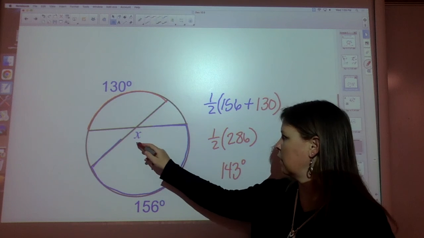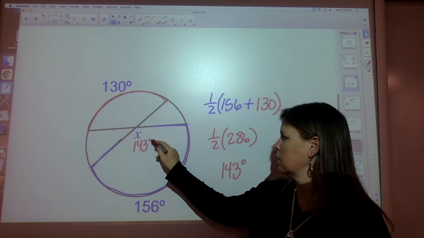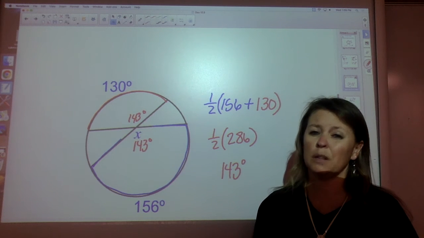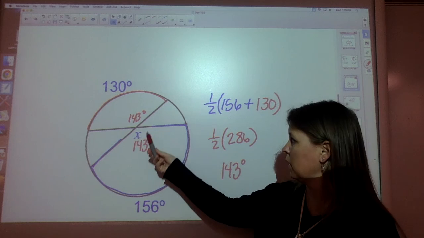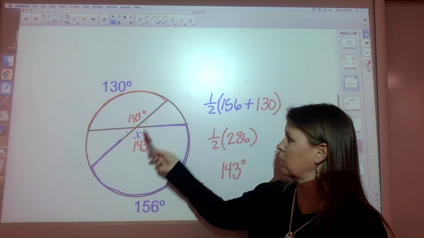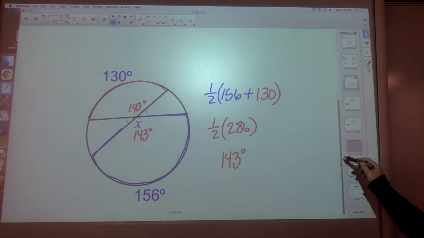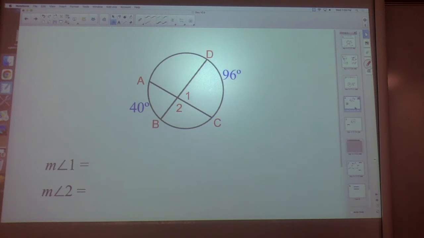And if x is 143 degrees, so is its vertical angle. And if you really wanted to, you don't have to, but you could find these angles, because those are linear pairs, just like they were first semester. We don't change that. Let's try it with this one. Pause it to draw it if you need to.